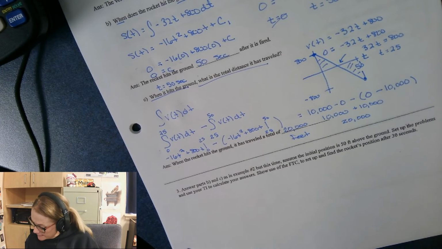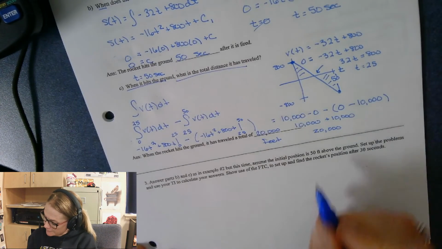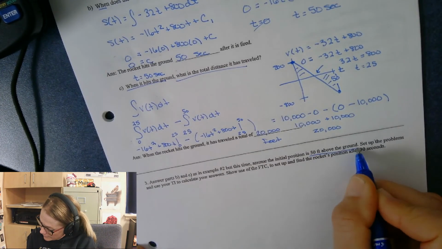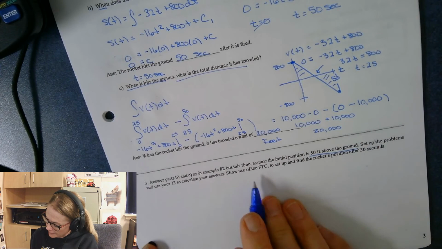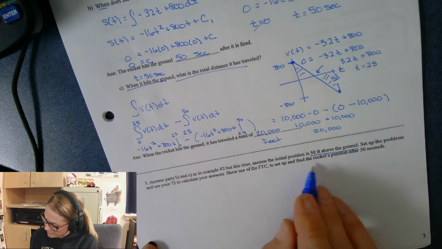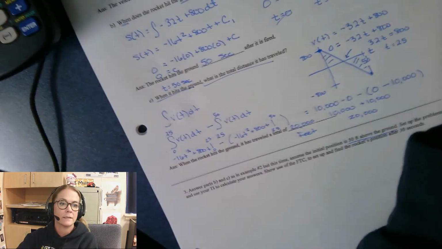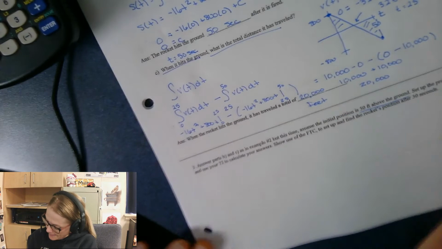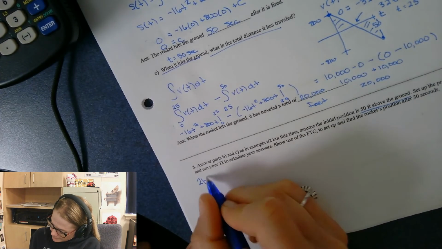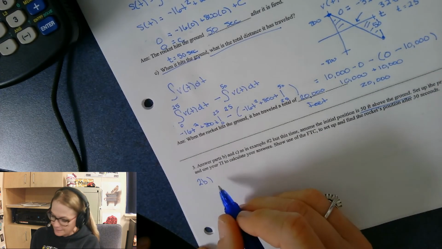All right, so answer parts B and C. Answer parts B and C as in example 2, but this time assume the initial position is 50 feet above the ground. Set up the problem and use your TI to calculate. Show use of the FTC to set up and find the rocket's position after 30 seconds. Okay, so we can do this. So 2B again with an initial position of 50.